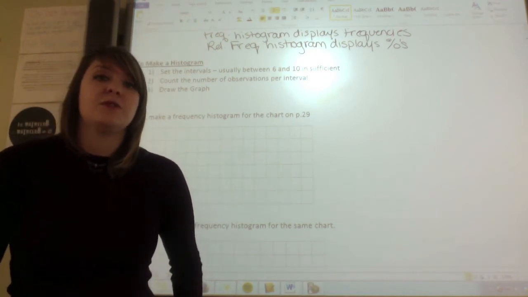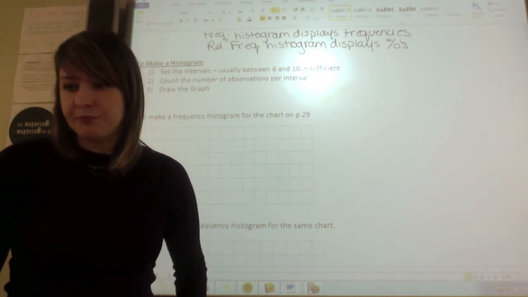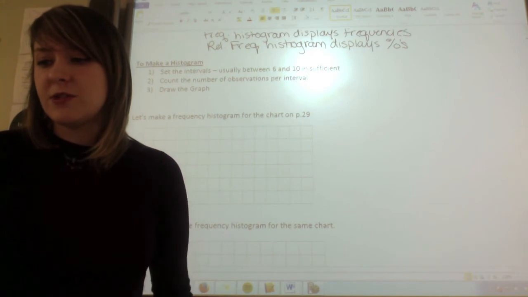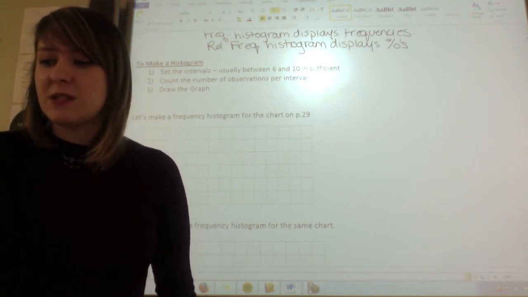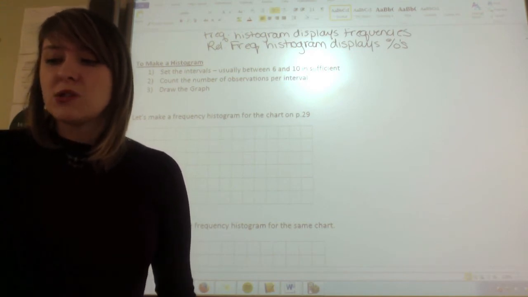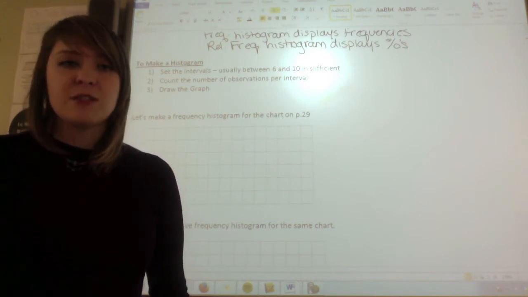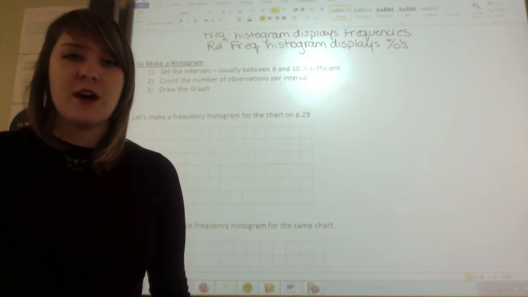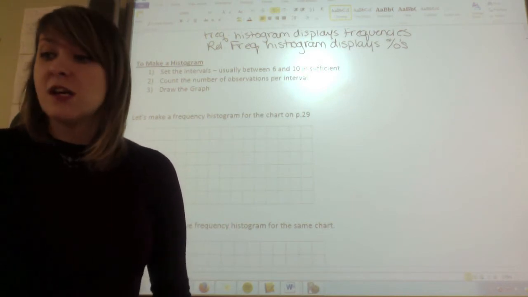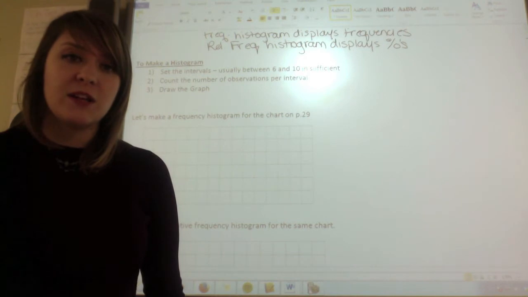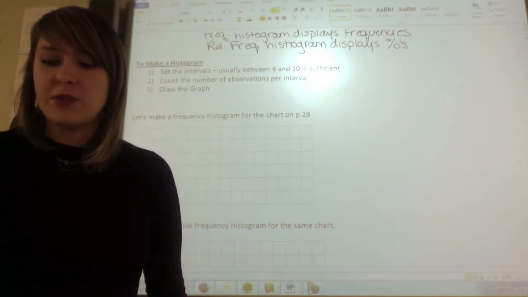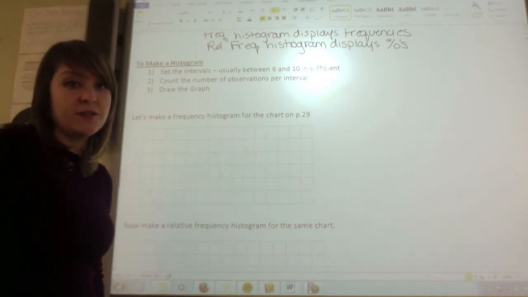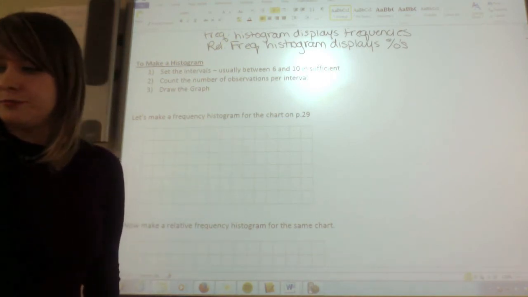So the first thing we need to do is figure out what are our intervals. So looking at this chart, my minimum is 4,205 and my maximum is 10,401. So my intervals, I'm just going to say go by the thousands. So I'm going to start with between 4,000 and 4,999. Then I'm going to go 5,000 to 5,999, all the way up to 10,000 to 10,999. And that should be enough intervals for my graph.